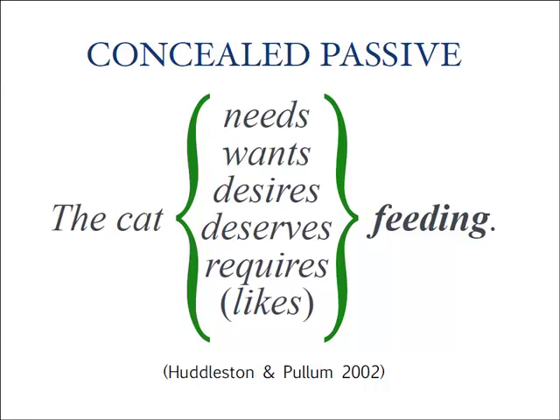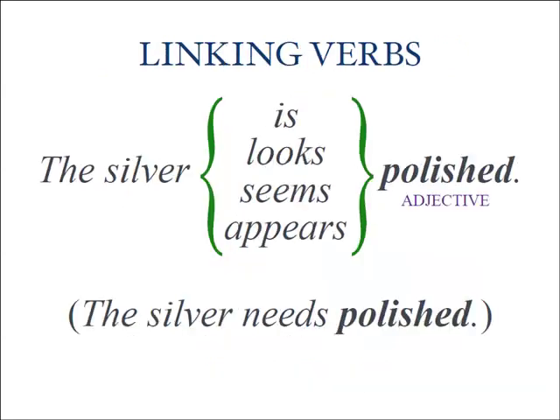Maybe, again, allows a greater variety of main verbs. I put likes in brackets there, because if you say the cat likes feeding, it actually sounds like the cat is doing the feeding, rather than a kind of passive. So maybe possible, but maybe you get some conflict there with another meaning.